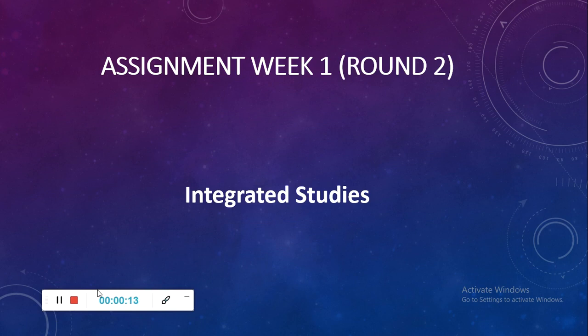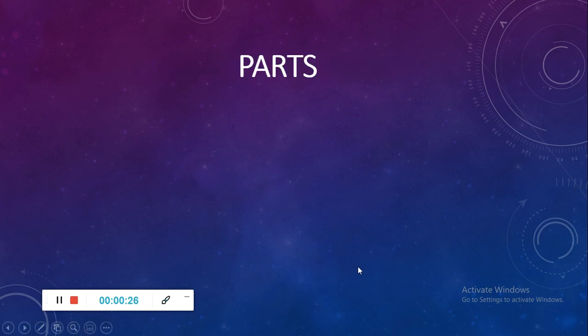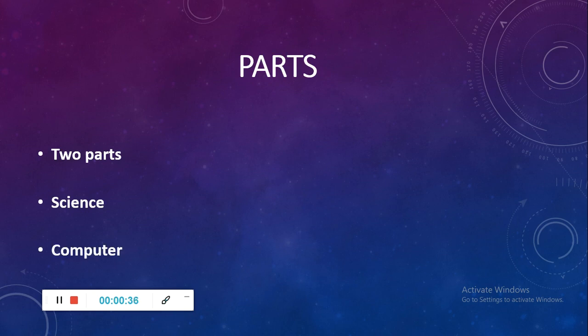So today I am going to tell you about integrated studies class 2, week assignment 1 of round 2. So let's start. In the assignments of integrated studies, there are basically two parts: science and computer. Science also includes social studies, but in this week's assignment, the first part is about science and the second part is about computer.